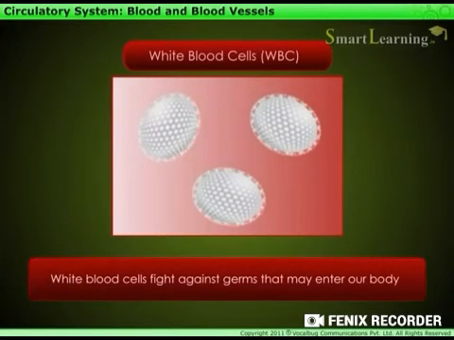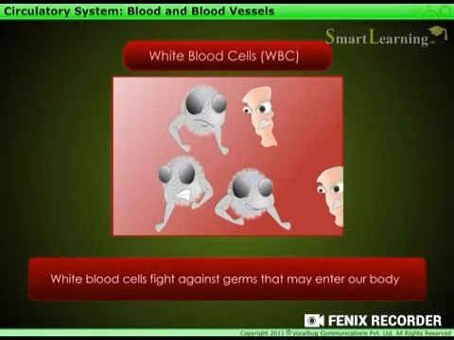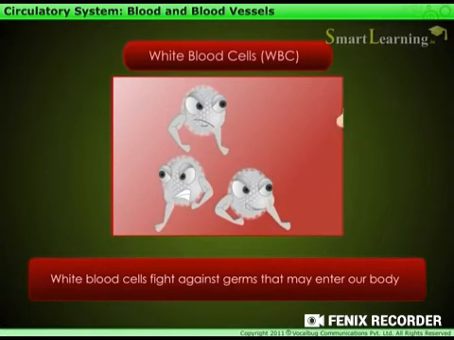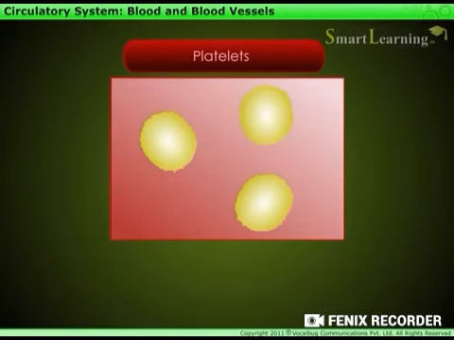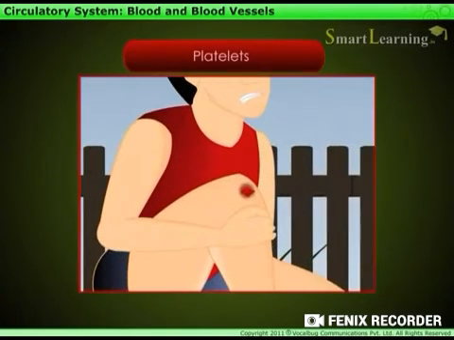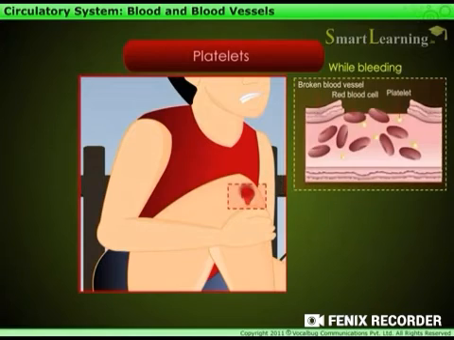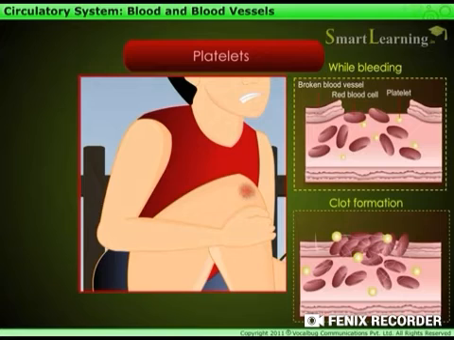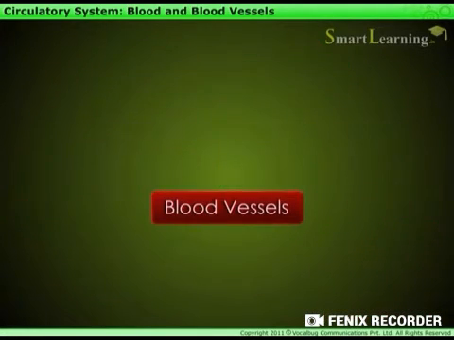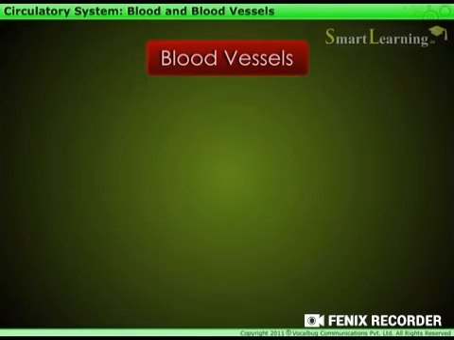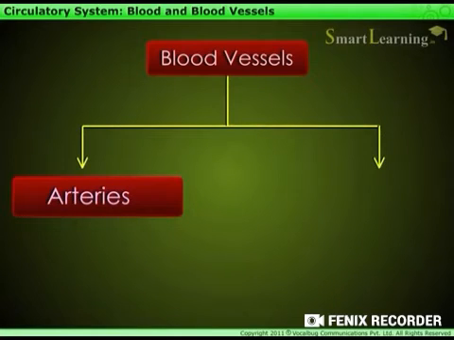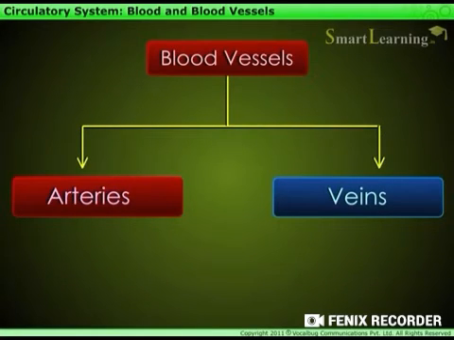White blood cells fight against germs that may enter our body. Platelets are the kind of cells which form blood clots in case of injuries, thus stopping bleeding. There are different types of blood vessels in our body. They are arteries and veins. Let us study them in detail, one by one.